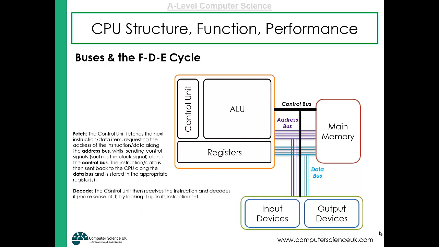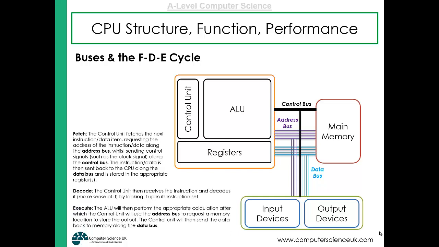At the decode stage, again, it's the control unit which is at the heart of this. It receives the instruction and decodes it. It looks it up in its instruction set and makes sense of that instruction. It now knows how to carry out or execute that instruction. So that's what it does. It executes it. The arithmetic logic unit is where the execution takes place.